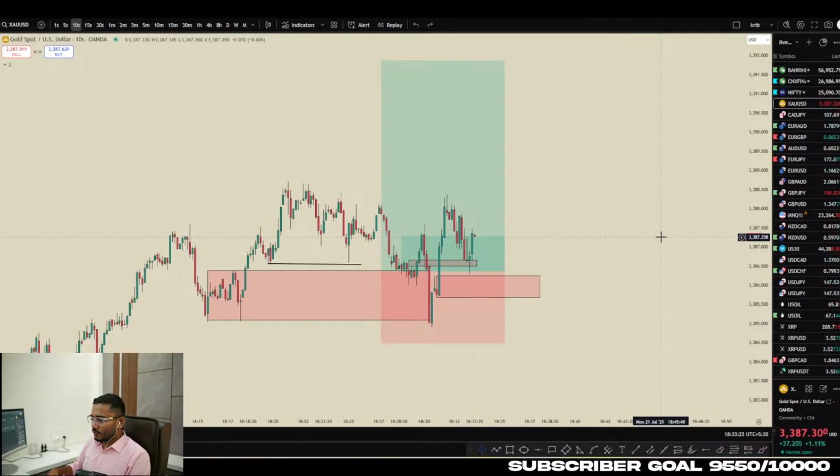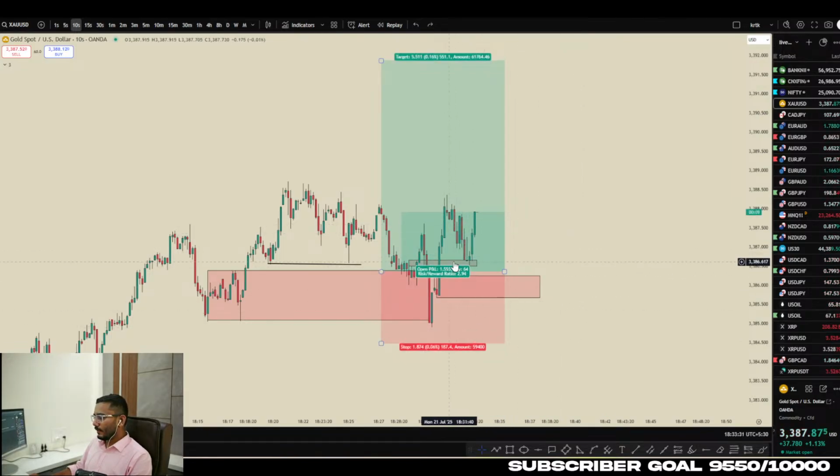We want price to create more liquidity to the upside and just sweep that liquidity instead of mitigating this order block. Okay, here price is doing the same thing. It did not mitigate this order block. It just created liquidity and swept that liquidity. And this is a liquidity sweep happening live.